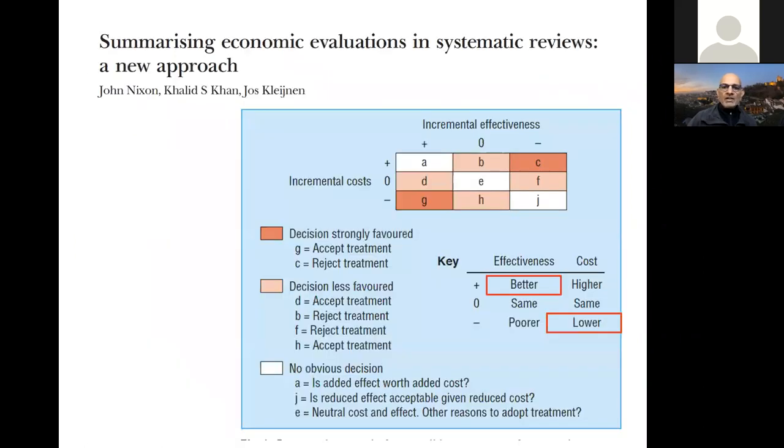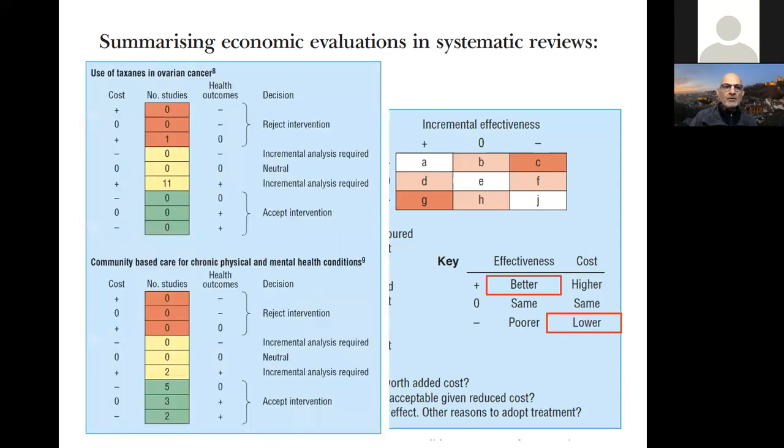Okay, so now we turn to another type of graph, which is summarizing a large number of studies where the only result you have is whether the finding is positive or the finding is negative. For example, in health economic evaluations, you may often find results presented as effectiveness is better, same, or poorer. So this type of information can be summarized again in form of graphs.